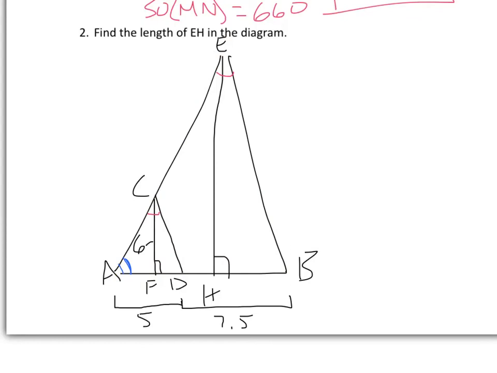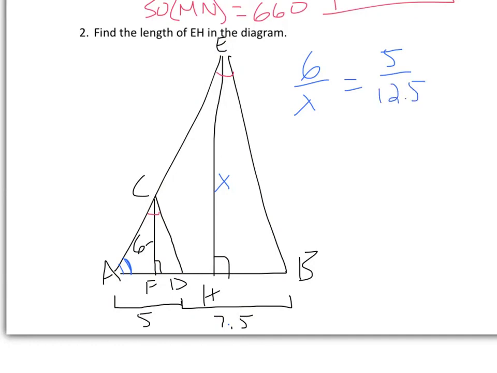We've got this height here is x. So we're going to do 6 over x is equal to, the 6 is corresponding to the 5 in the same triangle. And another trick here, the 7.5 is not the base of this big triangle. The base of this big triangle is 5 plus 7.5, so we're going to need to add them together to get 12.5.